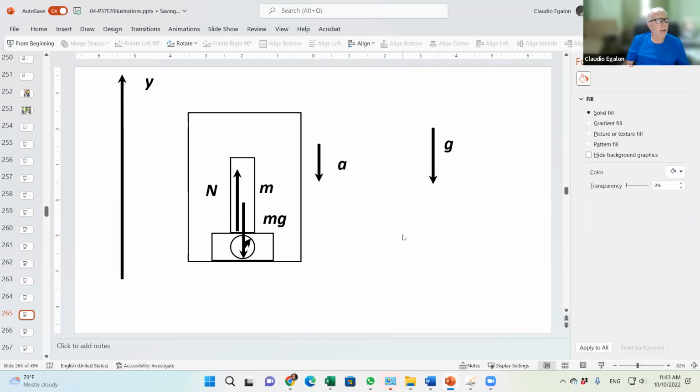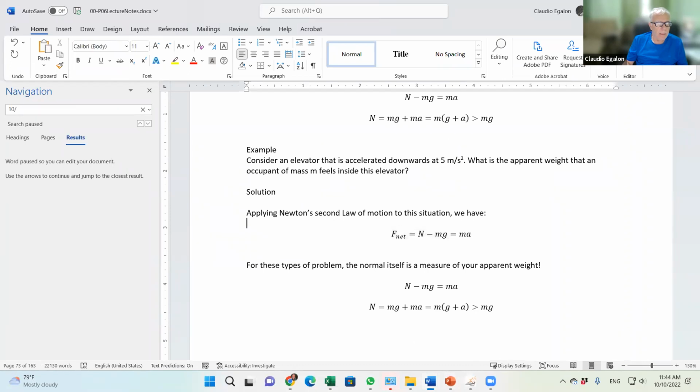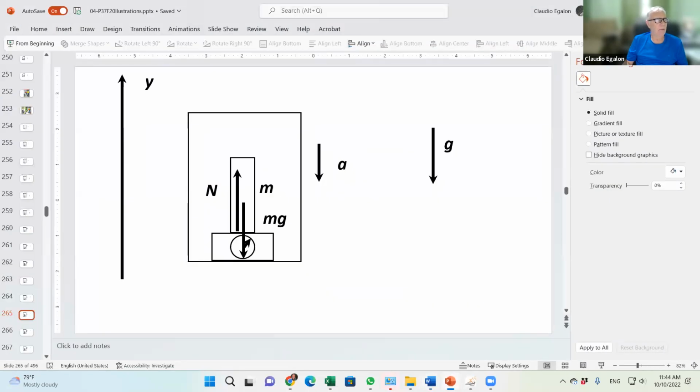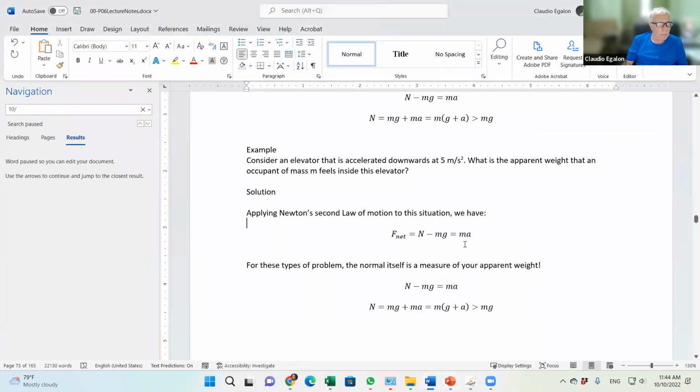Just like before, we're going to apply Newton's second law of motion. But be careful here, in this case the acceleration is downwards. If I consider the upward direction as the positive one, I have to make my acceleration negative, and solve the equation accordingly. Here you go: mg minus ma, mg minus ma, and look what we get.